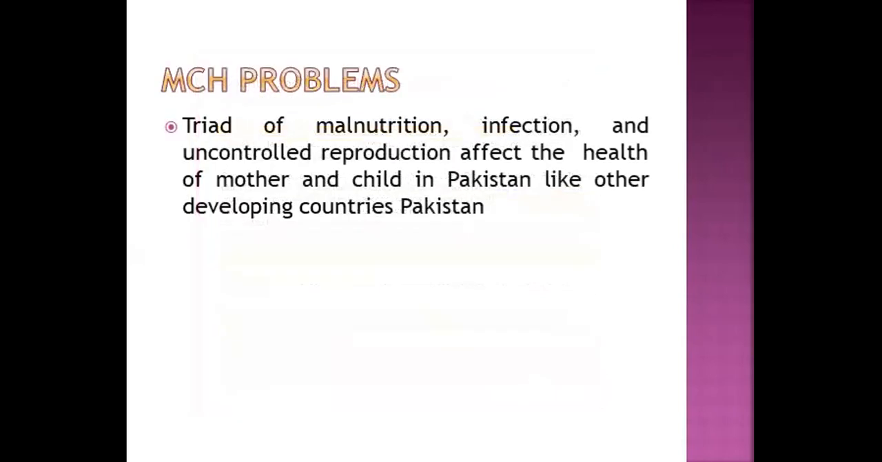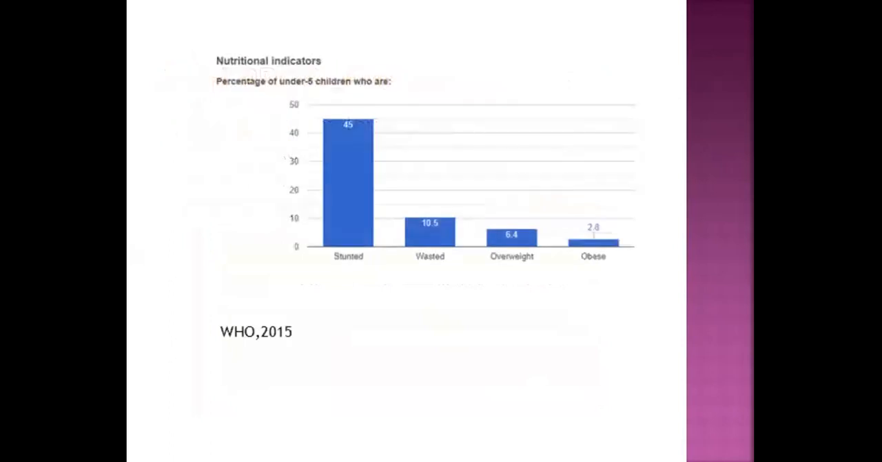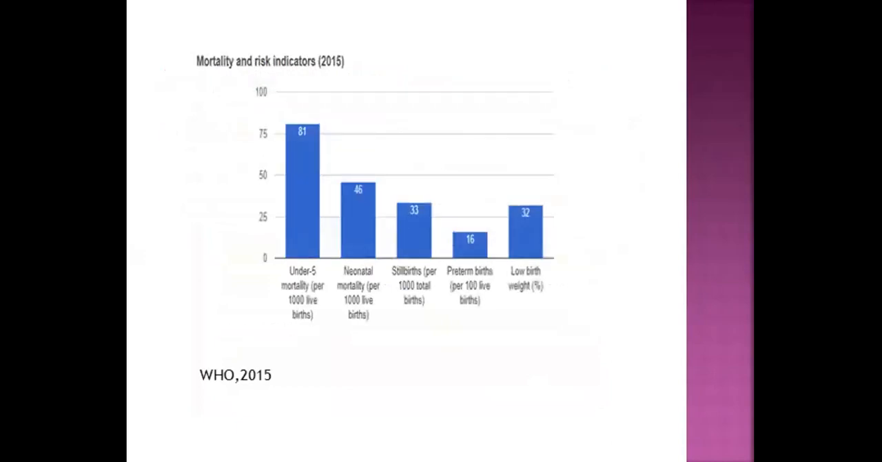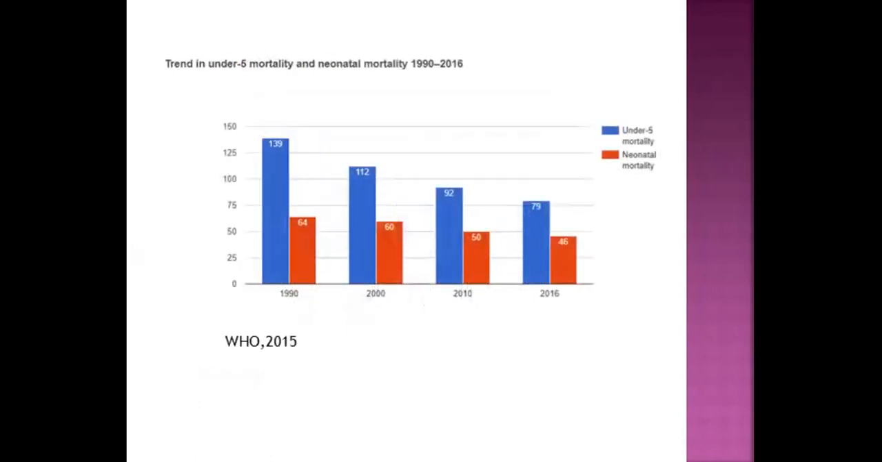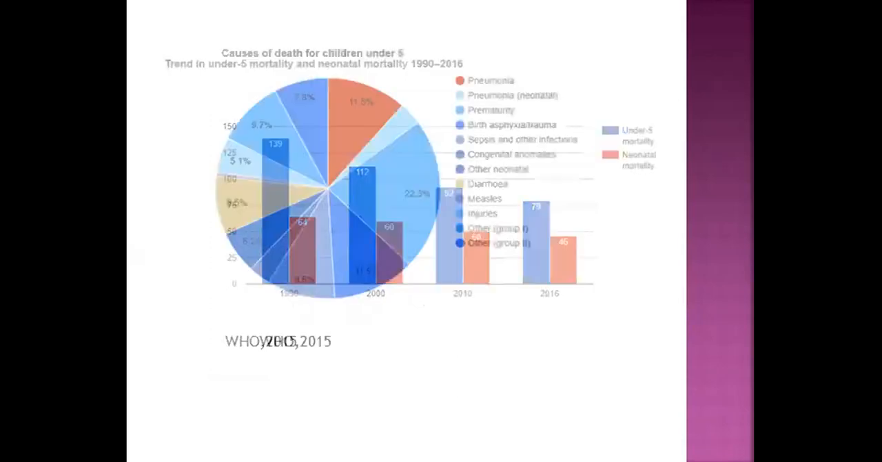MCH problems in Pakistan also include the triad of malnutrition, infection, and uncontrolled reproduction, which affect the health of mother and child in Pakistan. For example, if we see nutritional indicators, 45% of children are stunted, wasted and obese is 2.8, and malnutrition is more prevalent. Mortality and risk indicators show under 5 mortality rate is 81%, neonatal mortality is 46%, stillbirth is 33%, and low birth weight is 32%. Also, under 5 mortality rate has increased as compared to neonatal mortality rate.